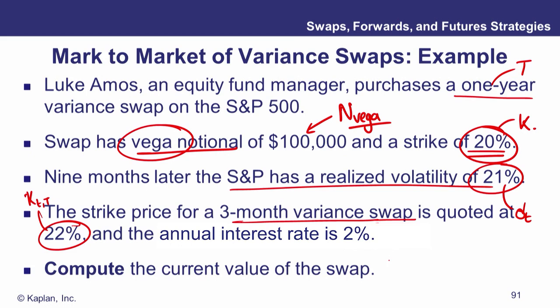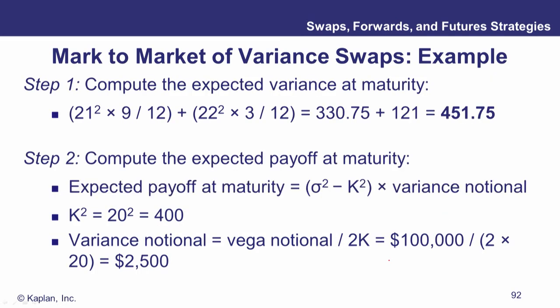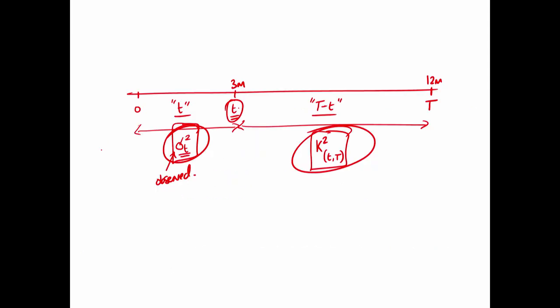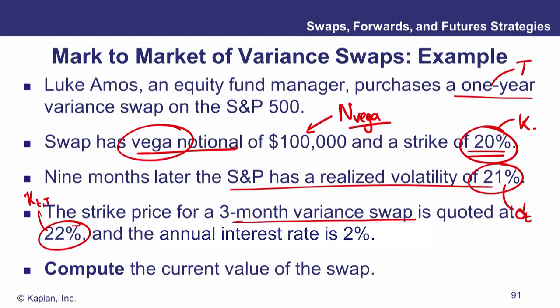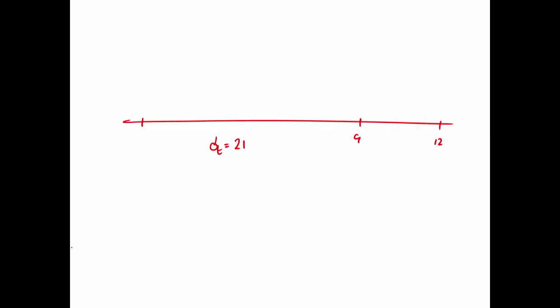Okay, so step 1 is to get the updated expected variance over the life of the swap. So we're going to do that by taking the realized variance, which would be sigma t squared. Now don't forget, over the first 9 months, to draw the picture, so we can see the picture. Over the first 9 months, we're told that volatility was 21. And then when we look at 3-month variance swap, what's priced in is 22%. So that's your K little t big T, it's 22.